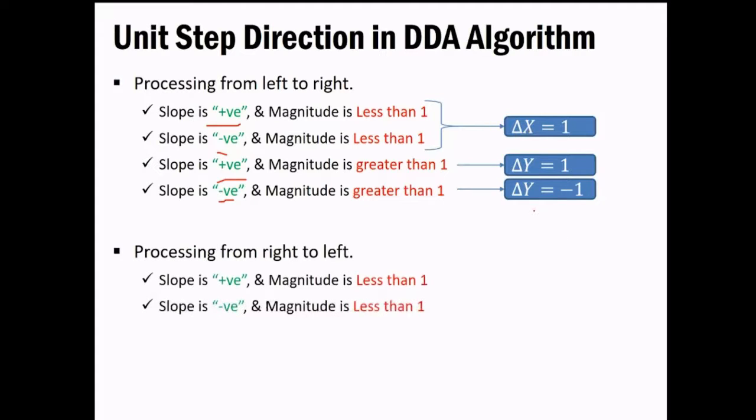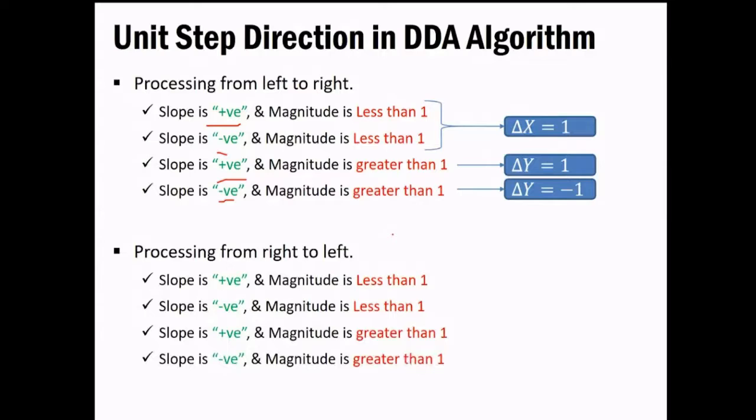Okay, similarly, if you want to process it from right to left, you'd be getting so many different things in like exam or in the tutorial part. Okay, that you might get the endpoints in a different way. So in that case, you'd have to make a decision that, okay, if I have to proceed in that direction or not. So what it says, if the slope is positive and the magnitude is less than 1, then you have to choose the delta x value that is -1.